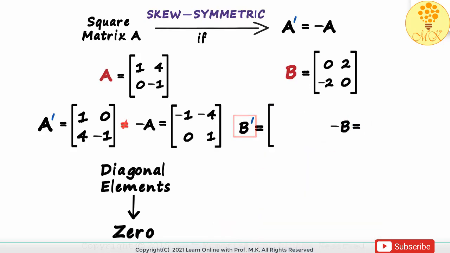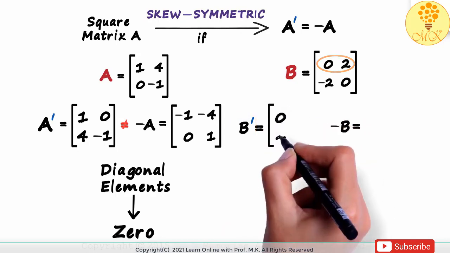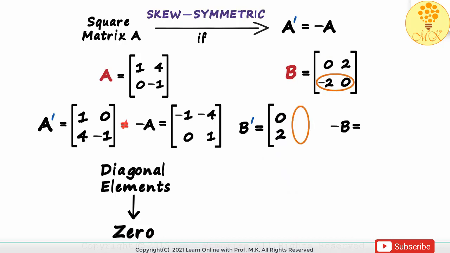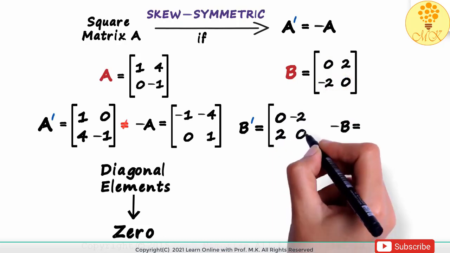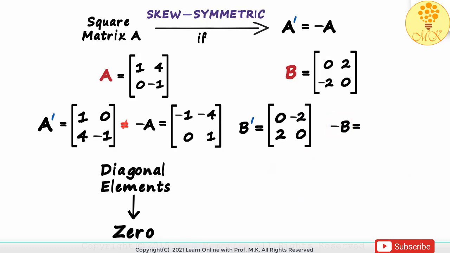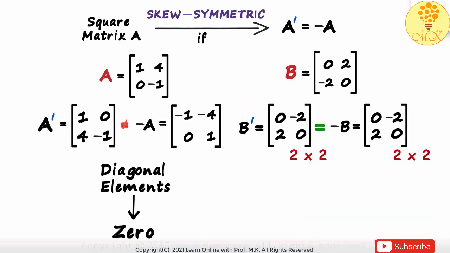Okay, B transpose first. The first row will become the first column, 0, 2, and the second row will become the second column, -2, 0. And for minus B, we negate each element. Negative of 0 is 0, negative of 2 is -2, negative of -2 is 2, and negative of 0 is 0. Are these two matrices equal? Yes, the order as well as the corresponding elements are equal. So B is a skew-symmetric matrix.